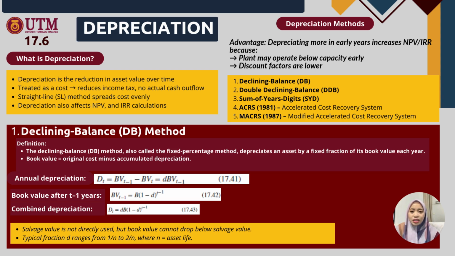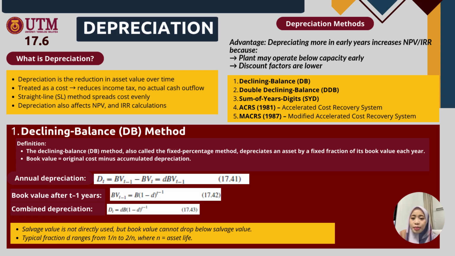It is advantageous for the company to depreciate more in the early years because the plants may operate below capacity and discount factors are low. Common accelerated methods include declining balance, double declining balance, sum of year digits, ACRS and MACRS. The company often uses different methods for books and for tax. Book value is the original cost minus accumulated depreciation, and it decreases yearly until the salvage value is reached. The depreciation period is based on the estimated useful life of the asset.